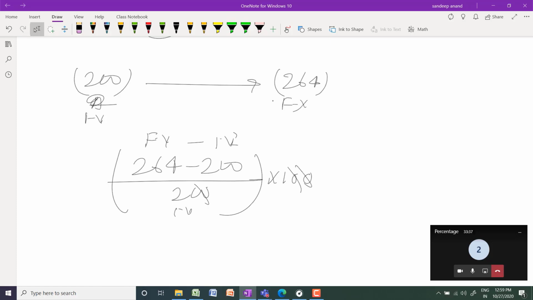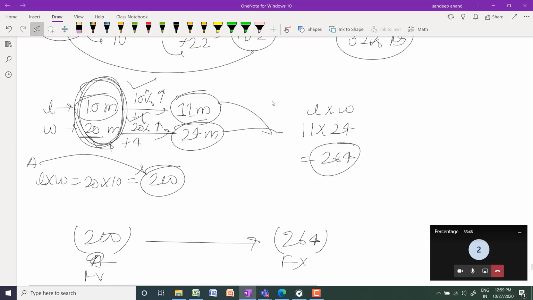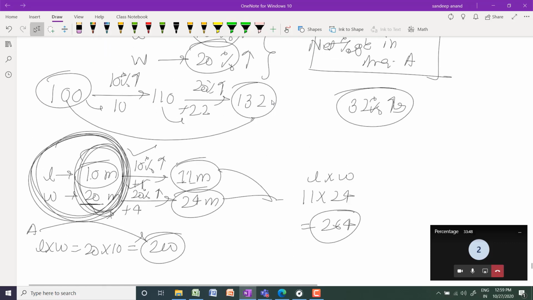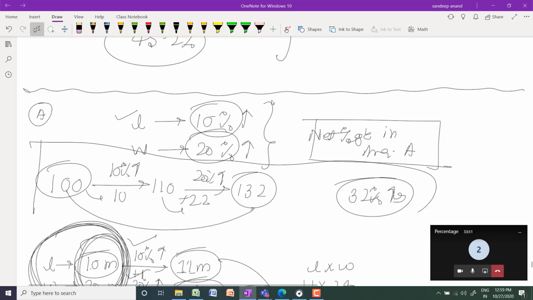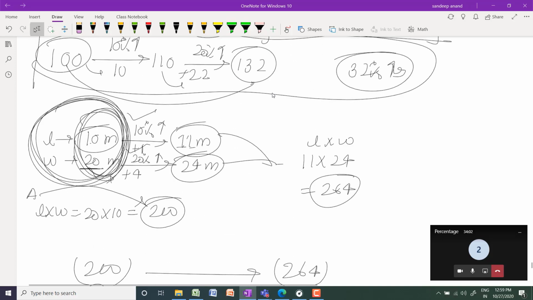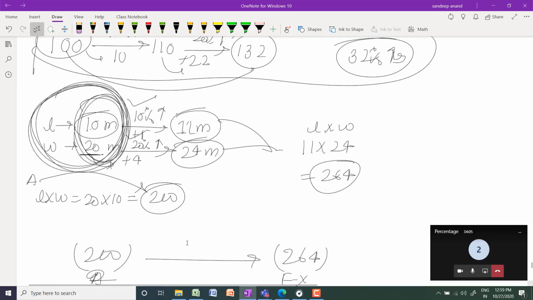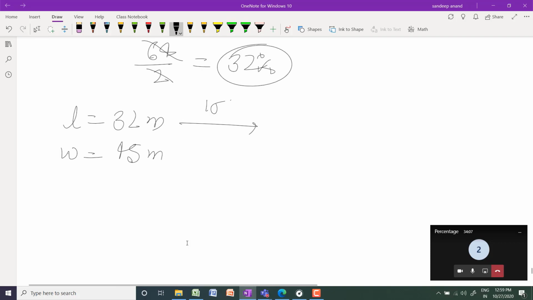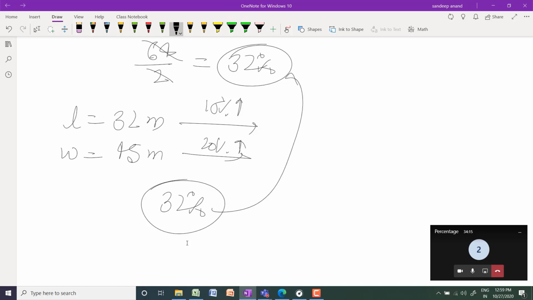If you subtract 264 minus 200, you will get 64 divided by 200, so you will get 32%. Whatever the initial value is, you need not worry about it; you simply apply this formula. Suppose I give you length 32 meters and width 45 meters, with the same problem, a 10% increase in length and a 20% increase in width. What is the net percent change? Again you will get 32 only.